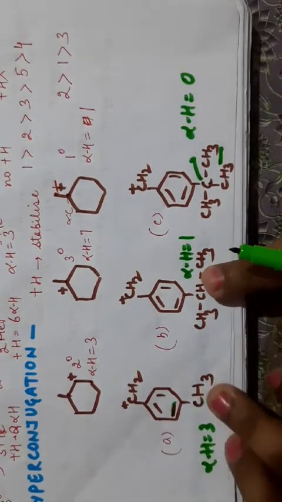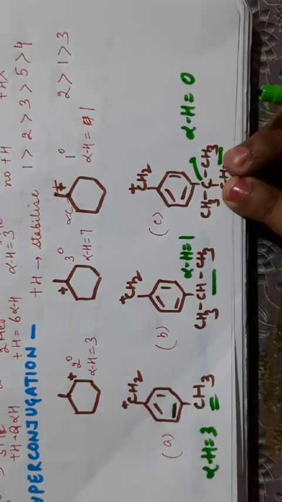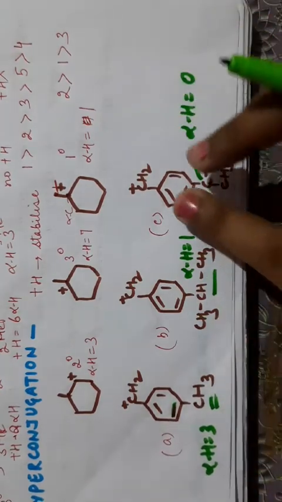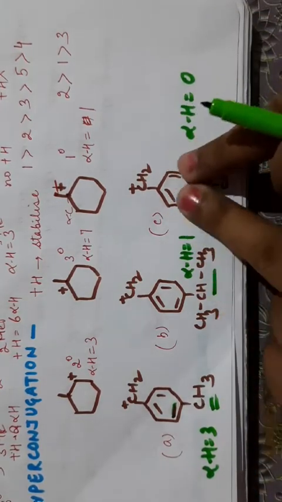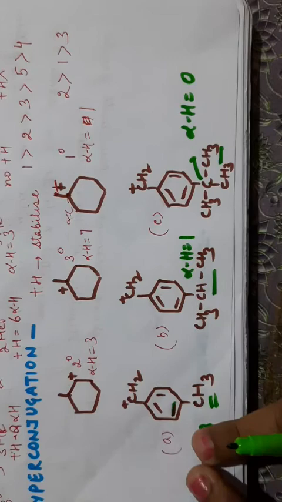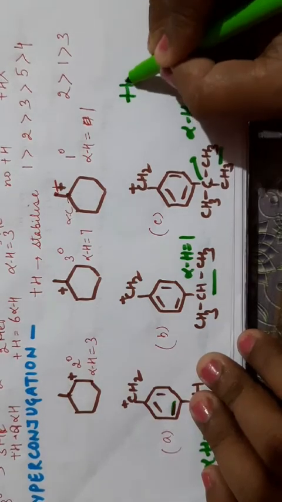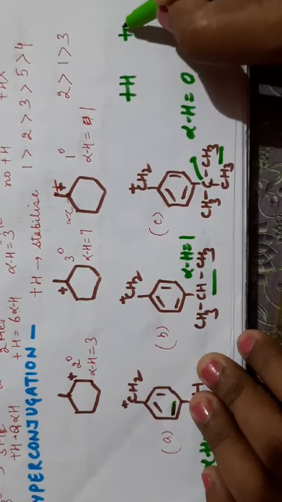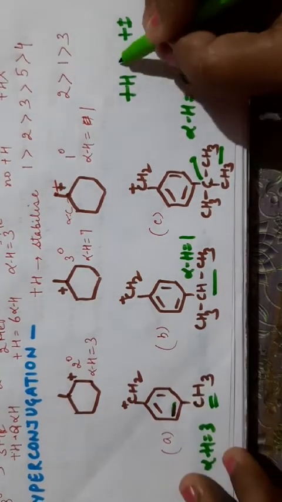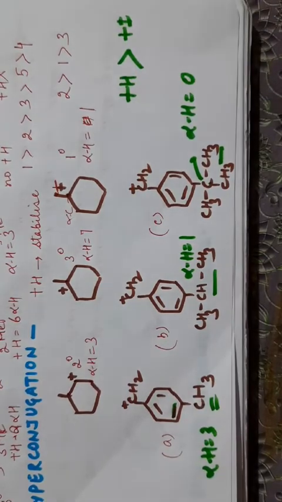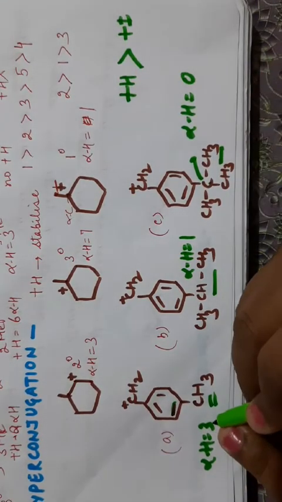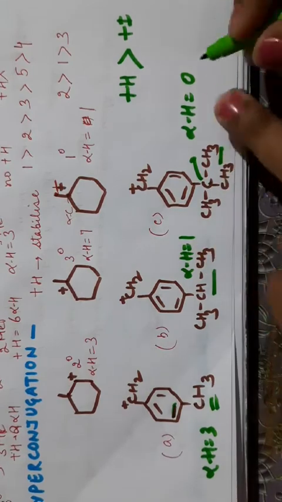Now if you arrange them on the basis of their plus I effect, then this will be the order. C will be more stable than B, B will be more stable than A. But hyperconjugation is a stronger effect than plus I effect. So where hyperconjugation and plus I effect operate in different directions, hyperconjugation will be dominant here. So there are 3 alpha hydrogen, 1 alpha hydrogen, 0 alpha hydrogen.